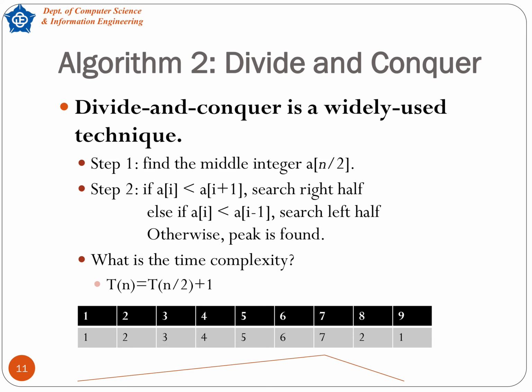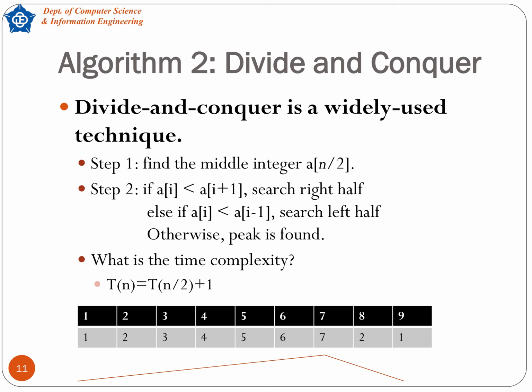Building on our divide and conquer framework, let's see how to find a peak in an array with algorithm 2, divide and conquer. First, pick the middle element, A[n/2]. Then compare it to its neighbors. If A[n/2] is less than A[n/2+1], there must be a peak in the right half, so we recurse there. Otherwise, if A[n/2] is less than A[n/2-1], we recurse on the left half, and if neither comparison holds, that middle element is itself the peak.